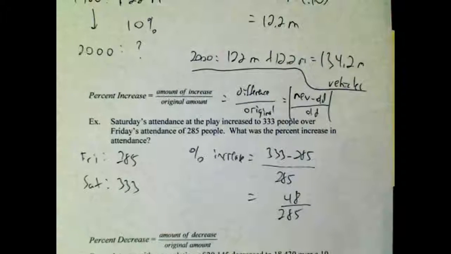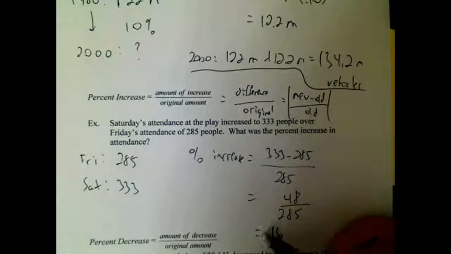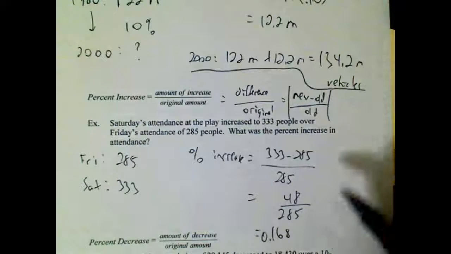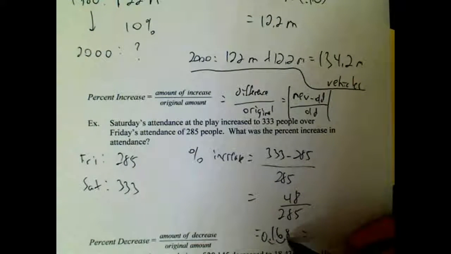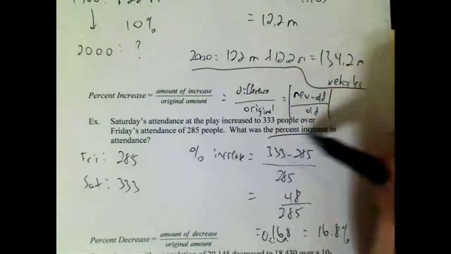Now I'm going to convert that to a decimal, and then I'm going to change that to percent. And so as a decimal, to the nearest thousandths place, it is 0.168. And then as a percent, I'm moving it 2 places to the right. You get 16.8%. So anytime you see a percent increase, use this.